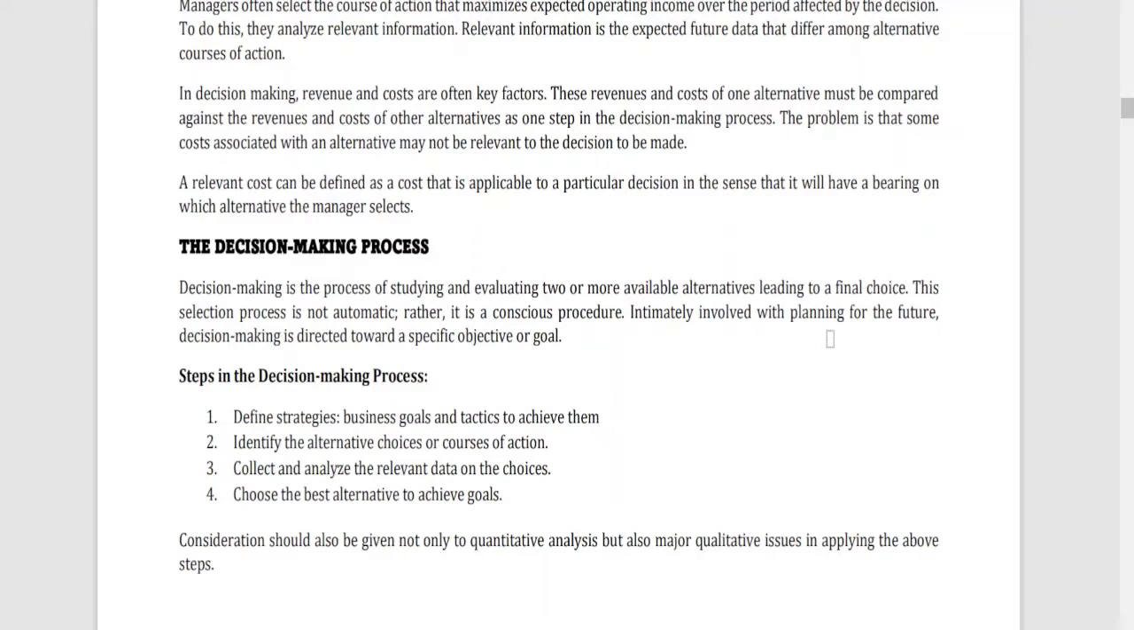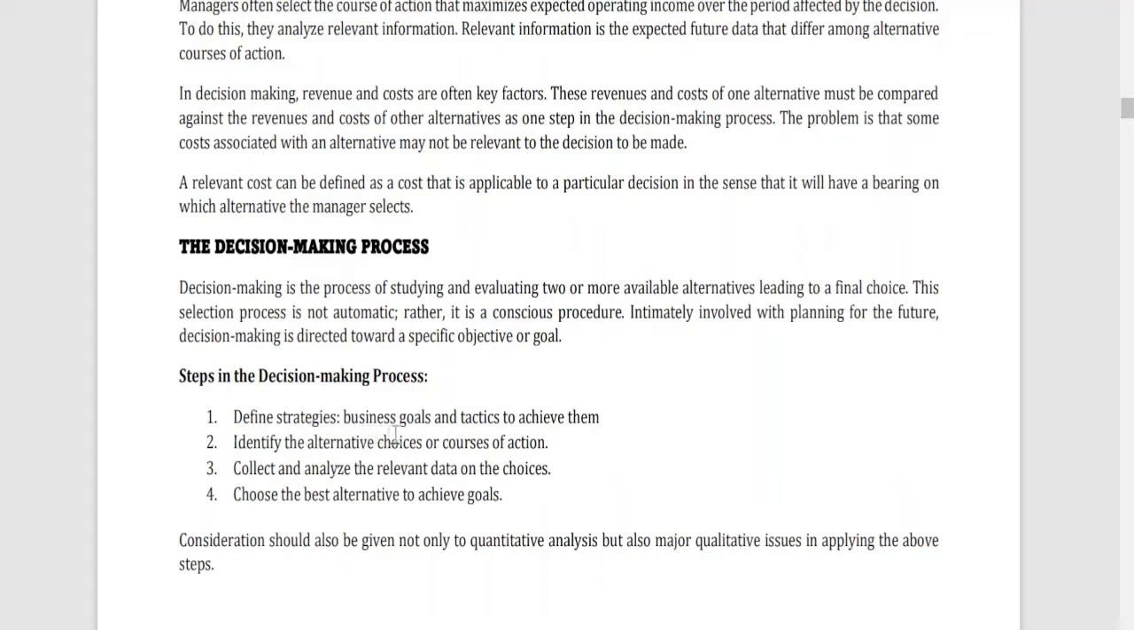And in here, when we talk about management accounting, those features, those characteristics in quantitative form that differ, those are the relevant information. So the selection process is not automatic, it is a conscious procedure. Intimately involved with planning for the future, decision making is directed toward a specific objective or goal. So in my example, our goal there is that we need to buy a dress, so we have to pick the dress. So what are the steps in the decision-making process?